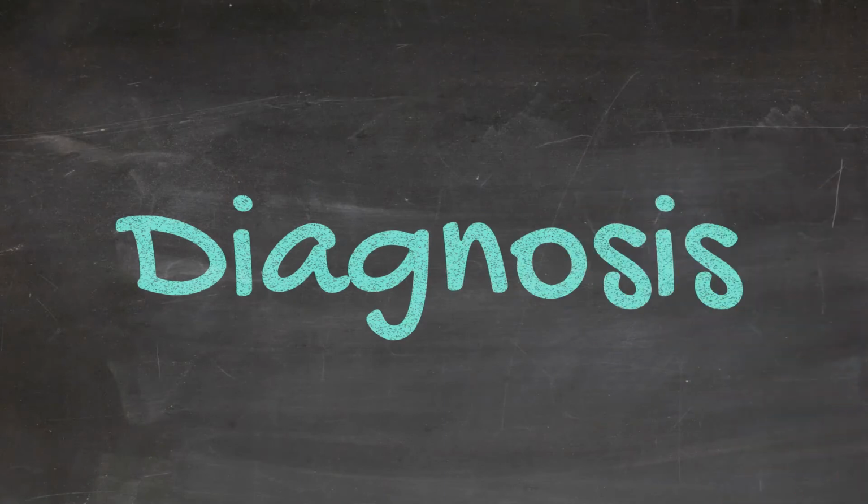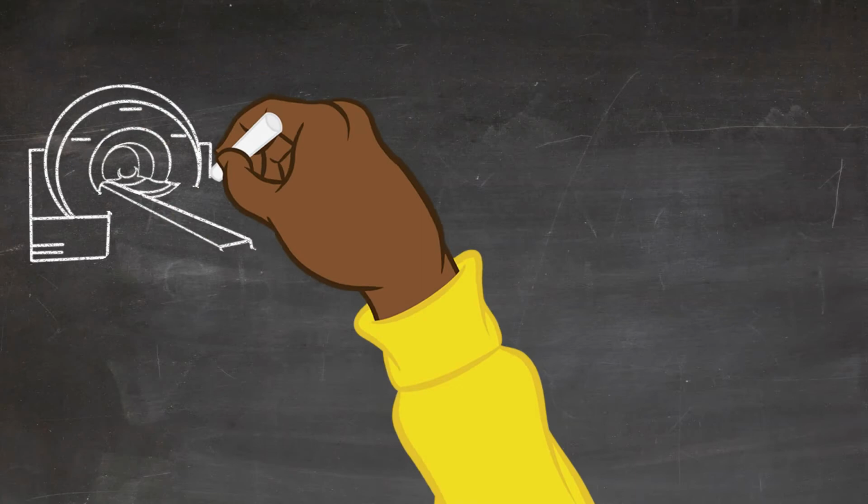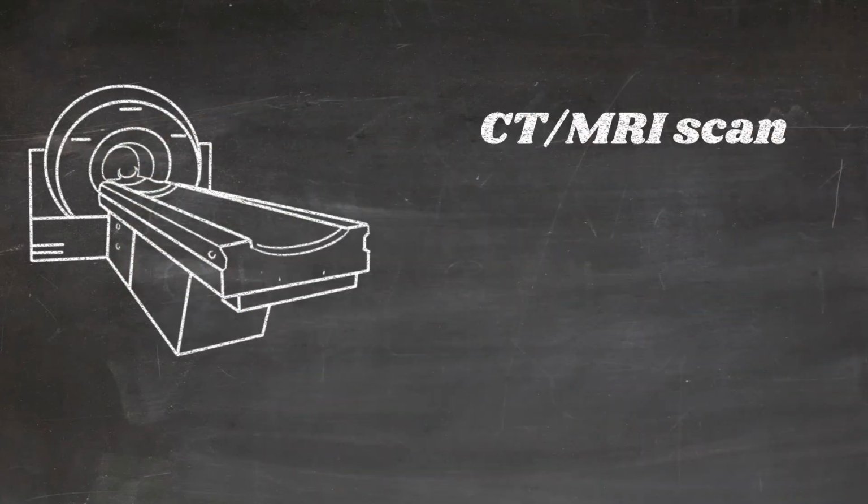Diagnosis. The best diagnostic test for identifying cerebral aneurysms is a CT/MRI scan. This helps to identify the location of the ruptured vessel and the location of the bleed.